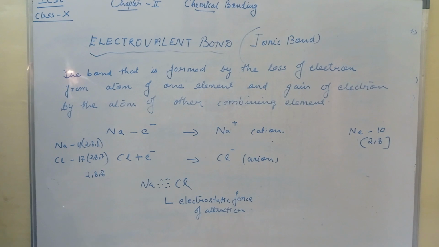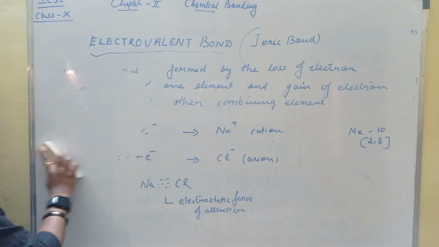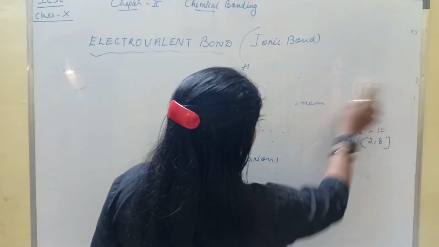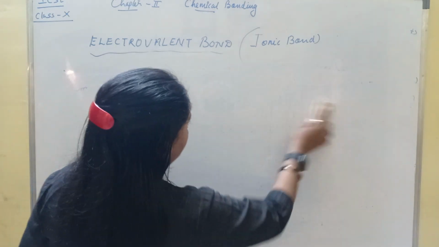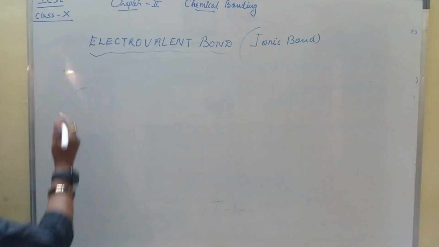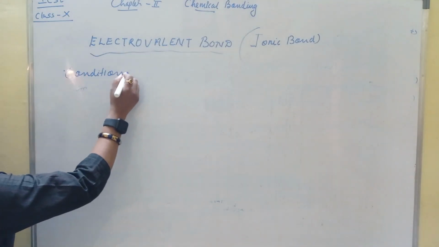So there are some conditions that are necessary for the formation of इलेक्ट्रोवैलेंट बॉन्ड. है ना? कुछ कंडीशन होते हैं जो फेवर करता है फॉर्मेशन ऑफ इलेक्ट्रोवैलेंट बॉन्ड. सो नेक्स्ट हेडिंग यू हैव टू पुट कंडीशन फॉर द फॉर्मेशन ऑफ इलेक्ट्रोवैलेंट बॉन्ड. Conditions.